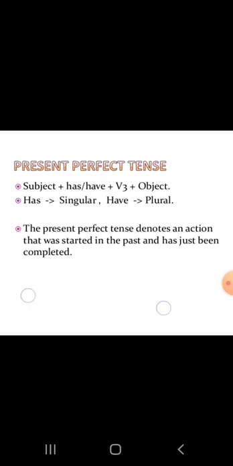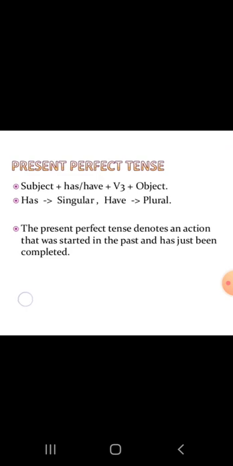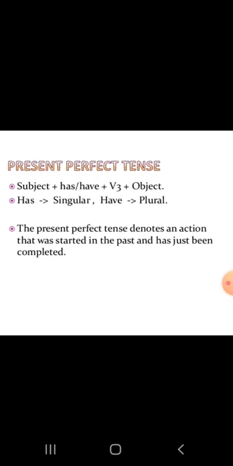Related to that, you have to do exercise 1, 2 and 3, whatever I taught today. Is it clear to everyone?